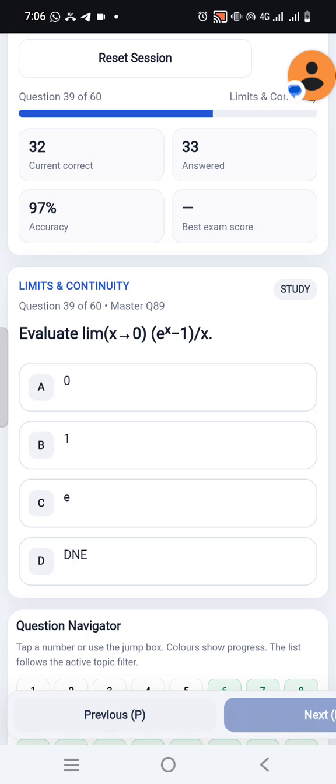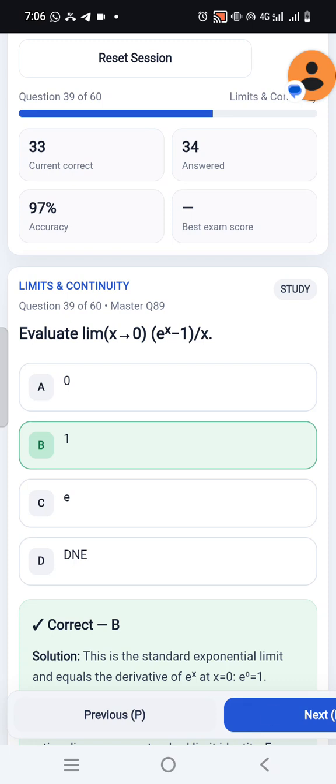And then I told you that e raised to x minus 1 all over x as x tends to 0 is always 1. So you don't need to solve this. That is, e raised to x minus 1 is very close to x as x approaches 0. So this is P.